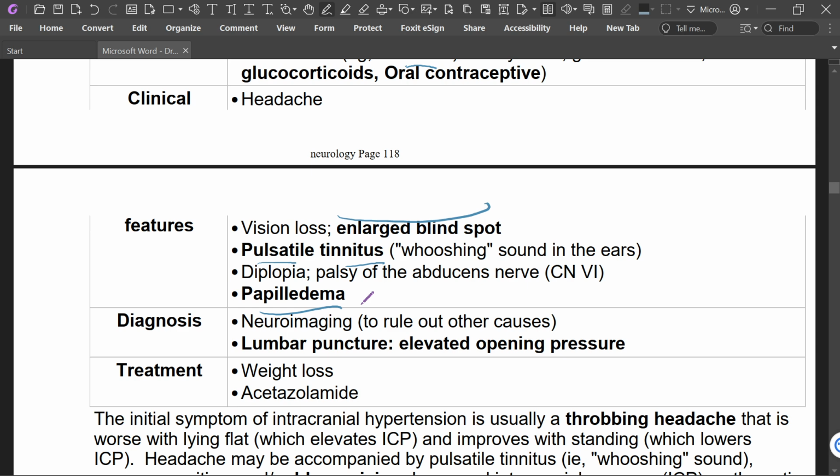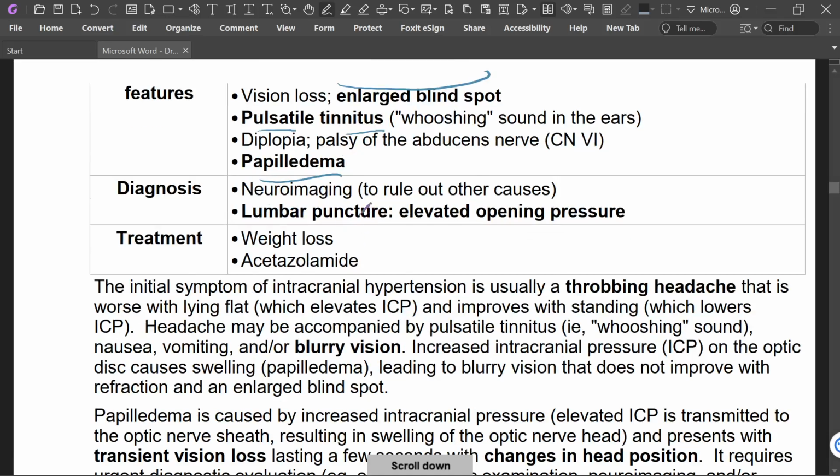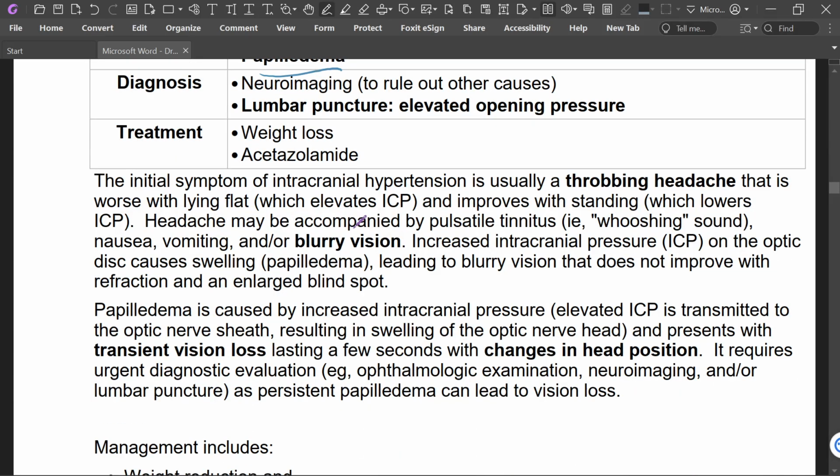There may be papilledema and an enlarged blind spot. Neuroimaging is done to rule out other causes, and lumbar puncture shows elevated opening pressure. Weight loss and acetazolamide are the treatment; acetazolamide is the drug of choice. Idiopathic intracranial hypertension usually presents with a throbbing headache, blurry vision, and pulsatile tinnitus, a whooshing sound. Increased intracranial pressure on the optic disc causes swelling, and papilledema leads to blurry vision.